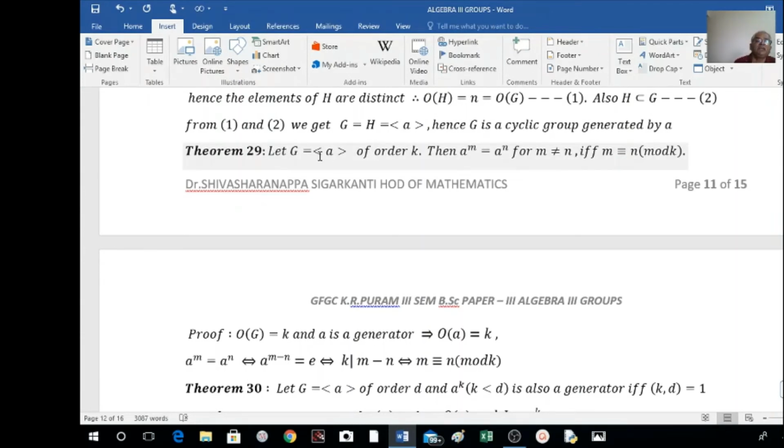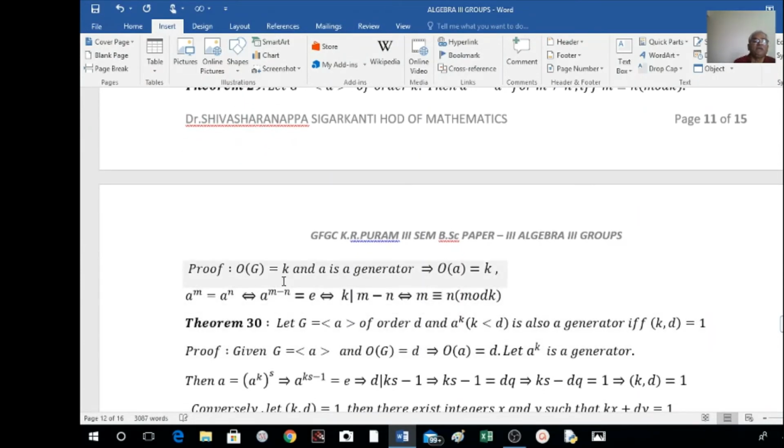Given that G is a cyclic group generated by a and whose order is equal to k. So by the previous theorem we can say that the order of G is equal to the order of a. The order of a is also equal to k, because a is the generator here. Then what we have to prove is, if a raised to m equals a raised to n, then m is congruent to n mod k. Conversely, suppose m is congruent to n mod k, I have to prove that a raised to m equals a raised to n. So let me start.